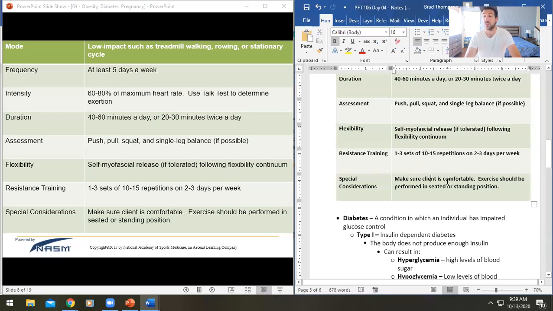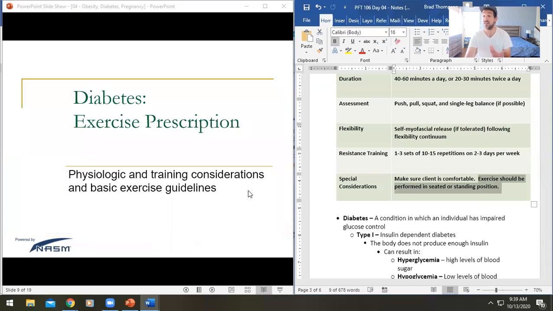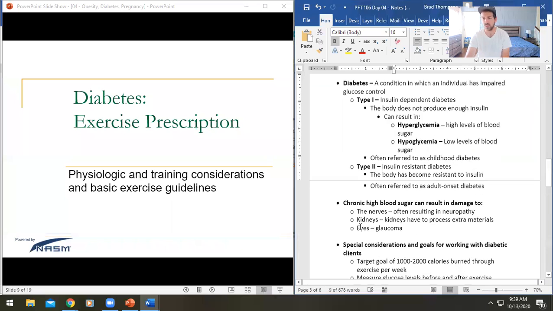And then our special considerations: make sure your client is always comfortable. Make sure there's no self-consciousness happening. And then ensure that you are doing as many seated or at least standing exercises as possible.